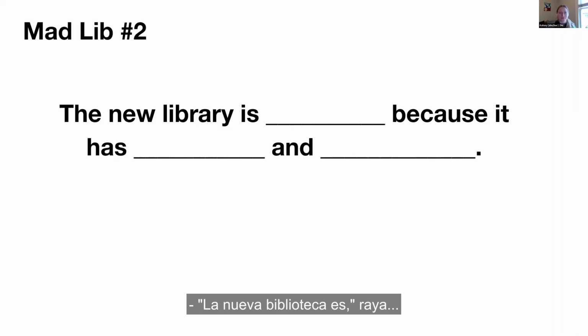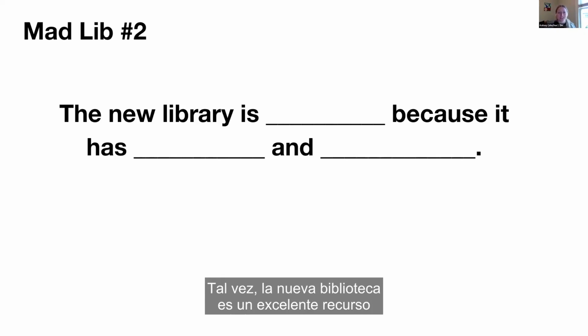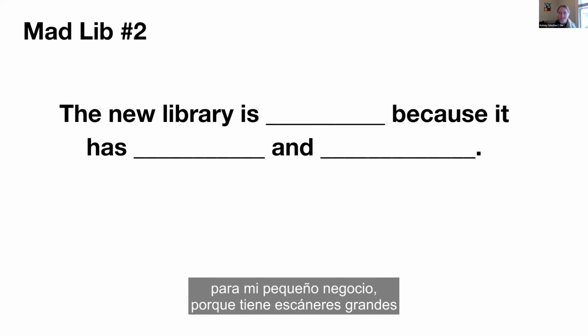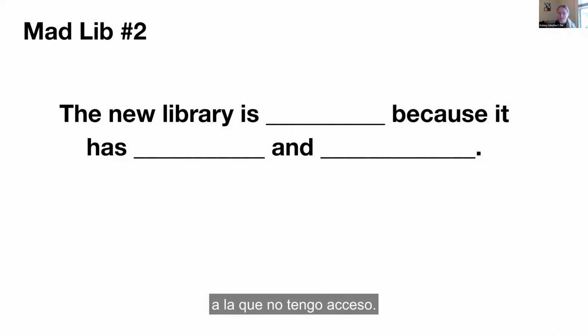So the new library is blank because it has blank and blank. So maybe the new library is a great resource for my small business because it has oversized scanners and a computer lab with technology that I don't have access to. Maybe the fastest, newest machines or high quality cameras.